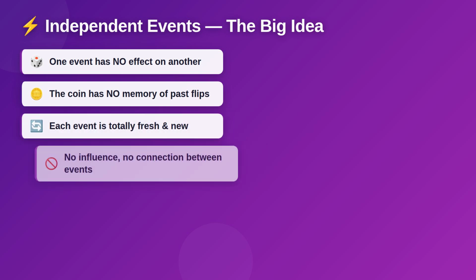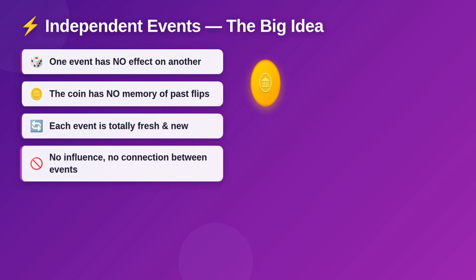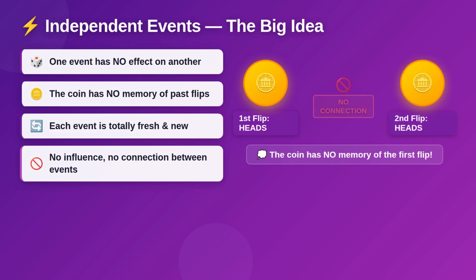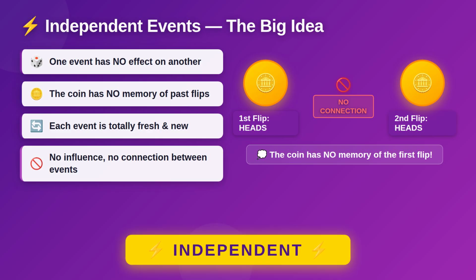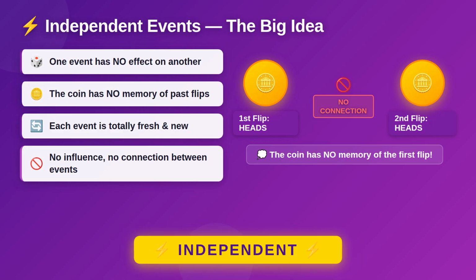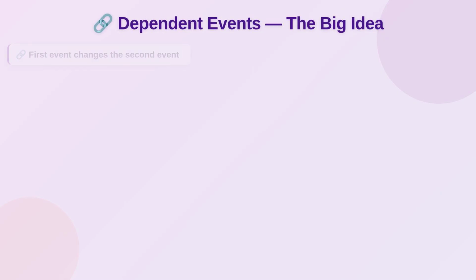Okay, here's where it gets interesting. An independent event is when one event has absolutely no effect on another event. They go about their business separately, like two strangers on different paths. Maya's first example, she flips a coin and gets heads. Then she flips it again. Does that first flip affect the second flip? Nope. The coin has no memory. It doesn't know what happened last time. Each flip is totally fresh, totally independent. That's the key idea. No influence, no connection.